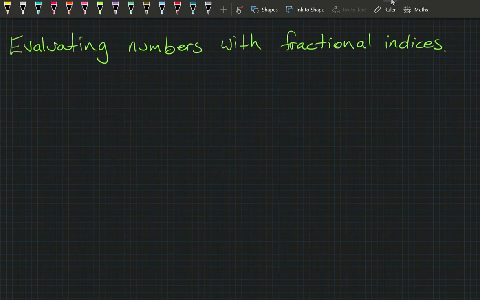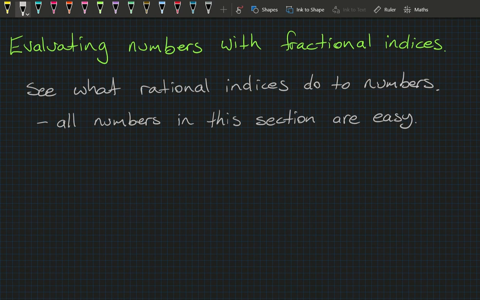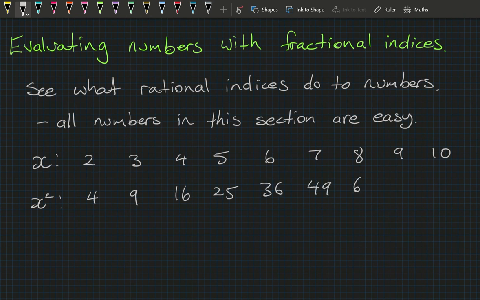Okay, I think it's time that we see what rational indices do to actual numbers. Never fear, all the numbers in this section are going to be easy. And just in case you didn't do the building understanding questions, I need to make sure that you remember if x is equal to 2, 3, 4, 5, 6, 7, 8, 9, and 10, then x squared is equal to 4, 9, 16, 25, 36, 49, 64, 81, and 100.